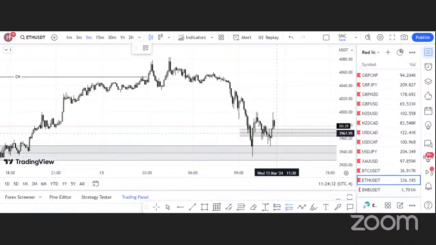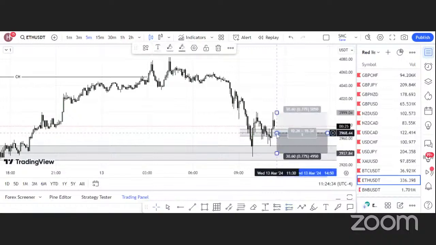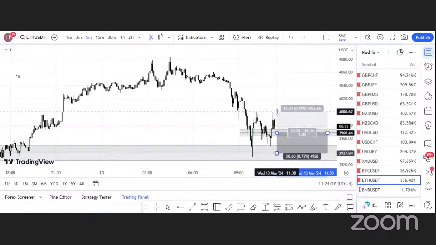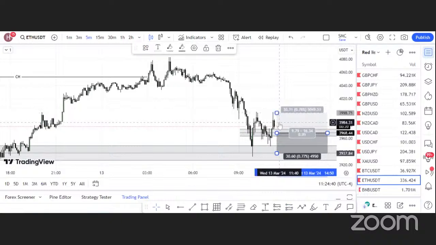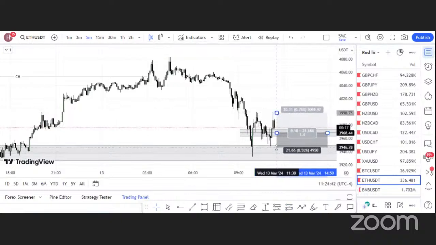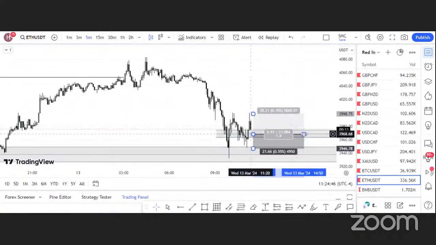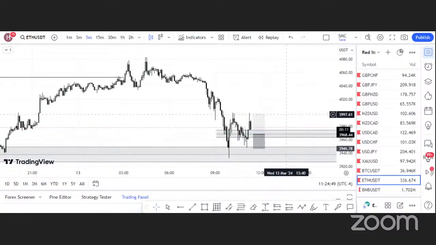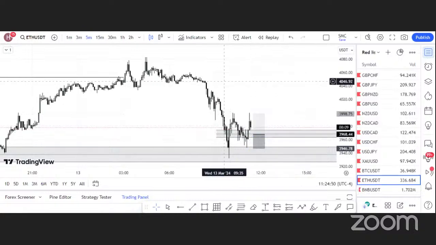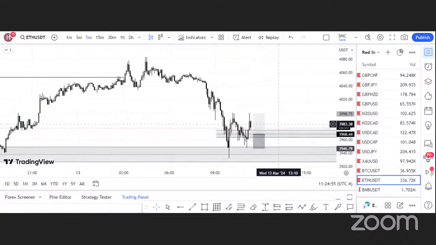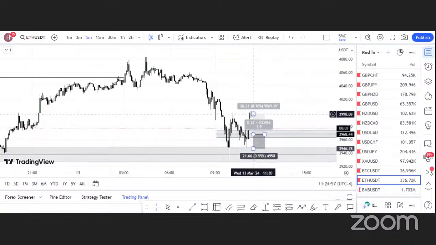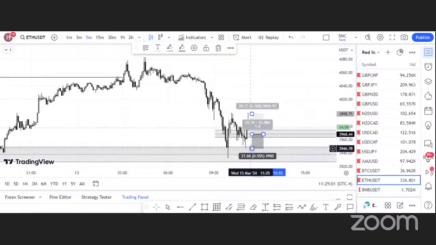So this is my entry point right here. Once this bearish move gets into this zone, we are going to place a buy trade using this high as our target and then this low as our stop loss.